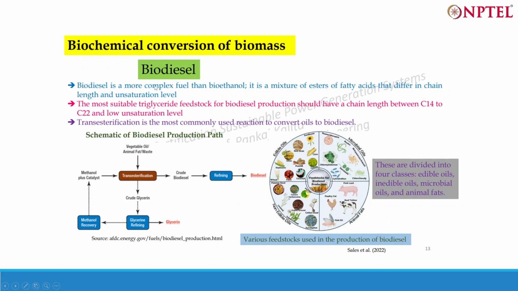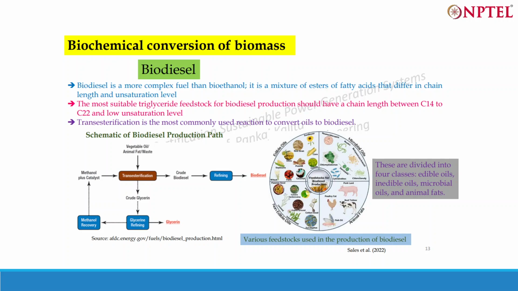biochemical conversion of biomass. One of the major applications is biodiesel. Biodiesel is a more complex fuel than bioethanol. Bioethanol is a simpler type of fuel because sugar is fermented and then bioethanol is produced.